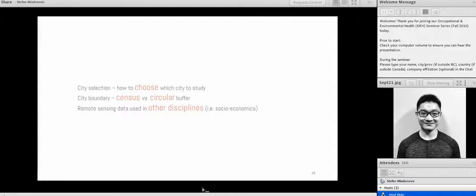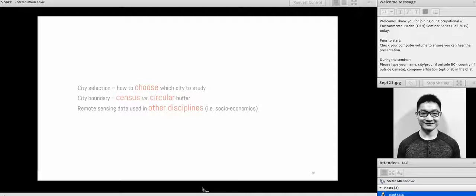These are the 3 key lessons I learned, and I wish I could go back and fix them. The first is city selection. How do we select cities? In most research, our study areas are assigned or given by our clients or by a supervisor. For example, in our lab, we study Metro Vancouver. So we don't have to worry about which city we should include or exclude.